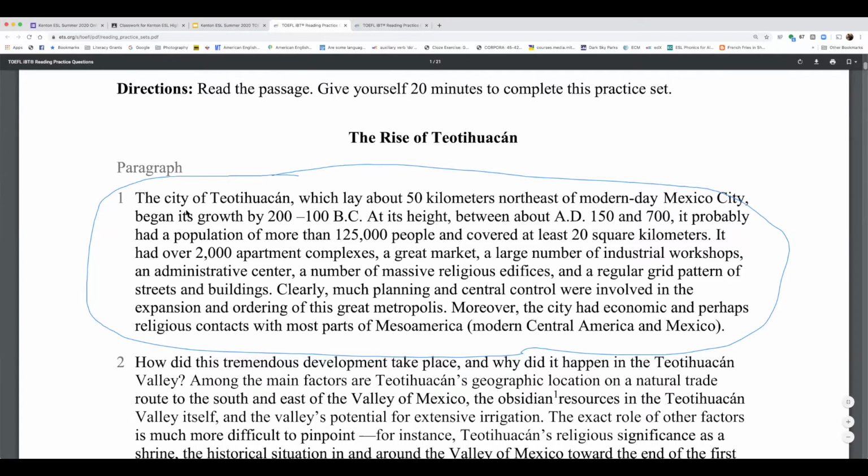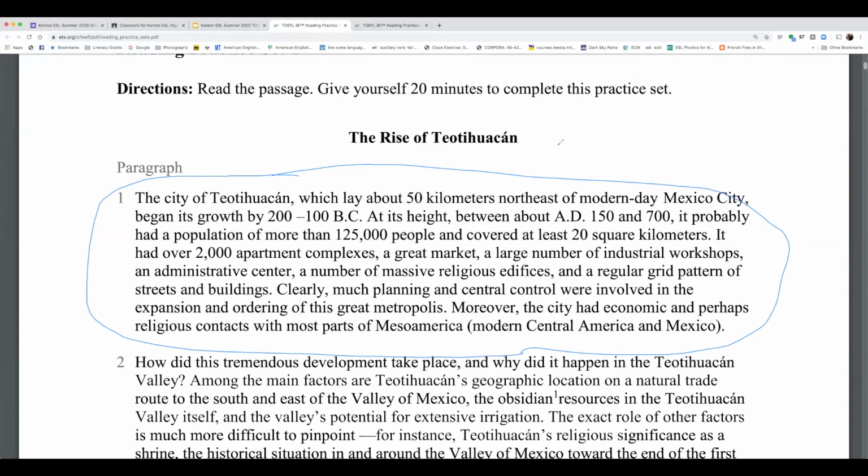Places, so humanities. Okay, well, I noticed some dates though. So maybe it might be the humanities, but I do notice some dates. Do you see some dates in this text? What dates do we see? Oh, 200 to 100 BC.